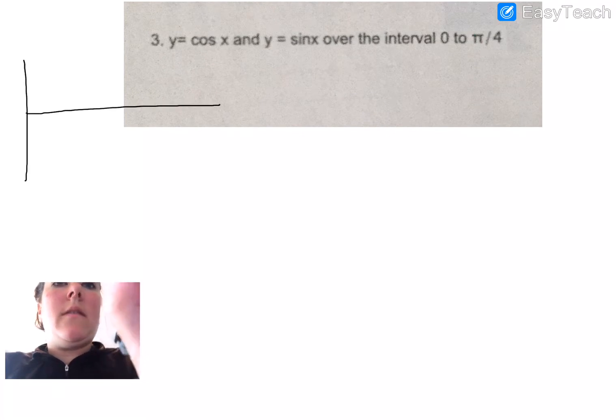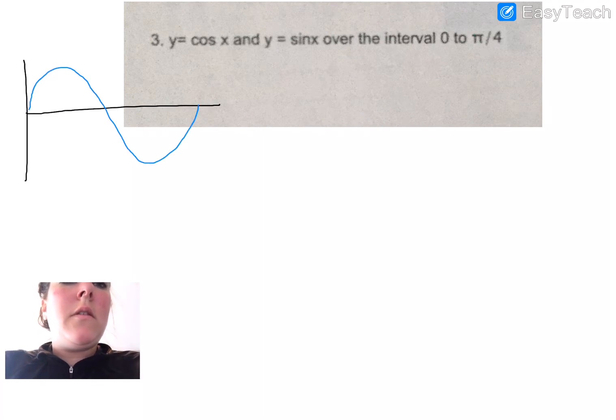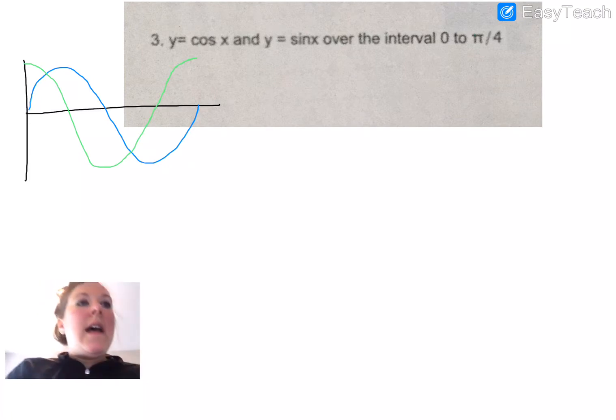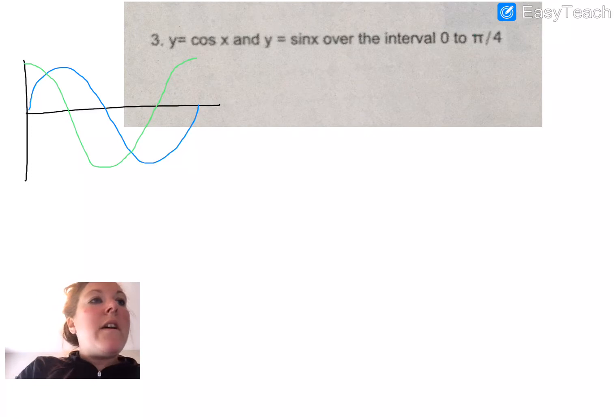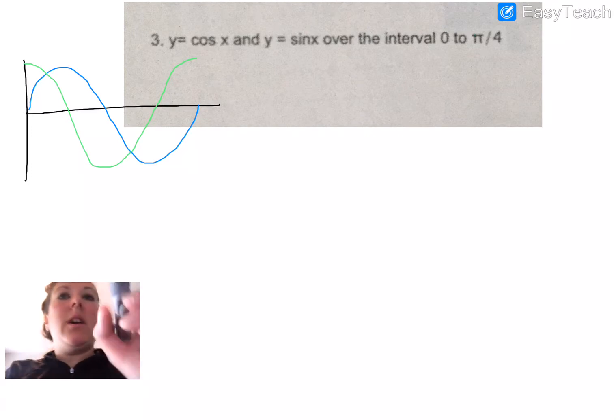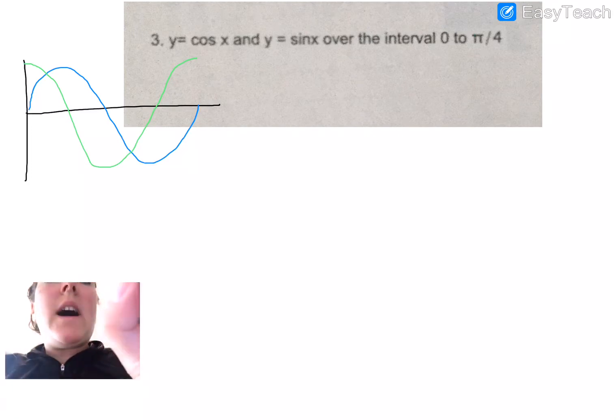All right, and I'm going to do sine as blue, and I'll put cosine as green, again being as accurate as I can be. And I want to find the area between these curves from 0 to pi over 4. So pi over 4 is actually where they intersect. Pi over 4 is going to be right here.